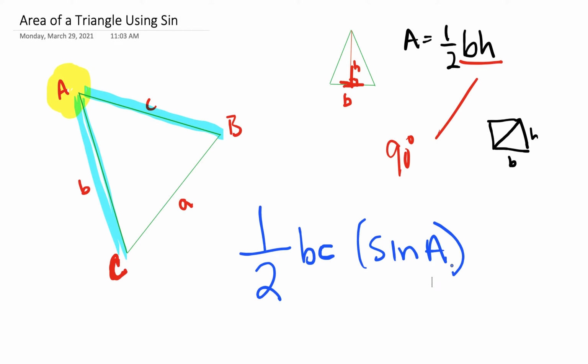So again, we're going to take the angle and use the sine of that angle. And then we're going to multiply the two sides touching it, B and C. And we're going to multiply all of it by half in the end. So let's try a couple of questions and see how we would find the area.